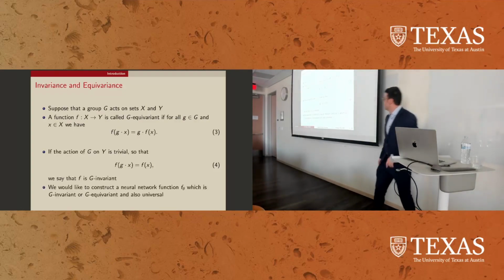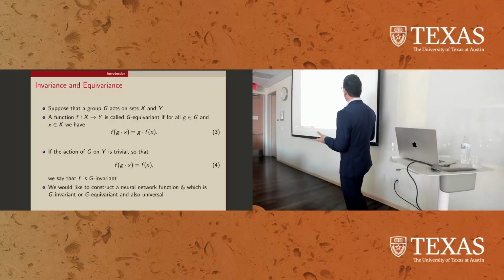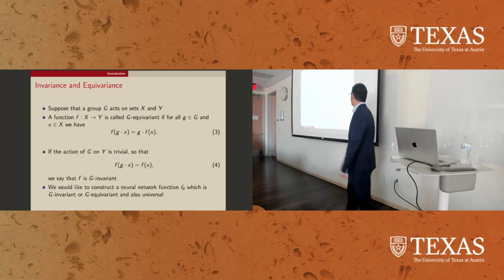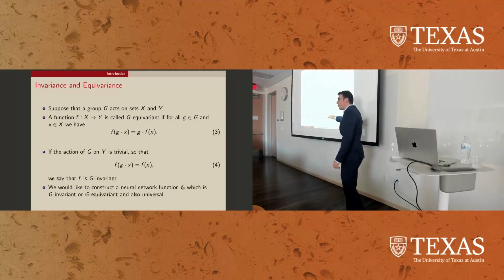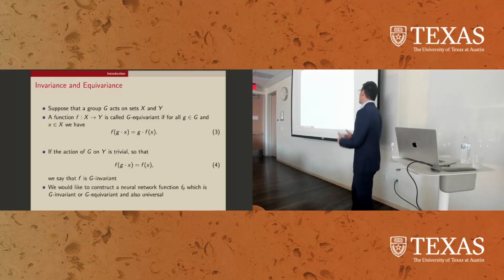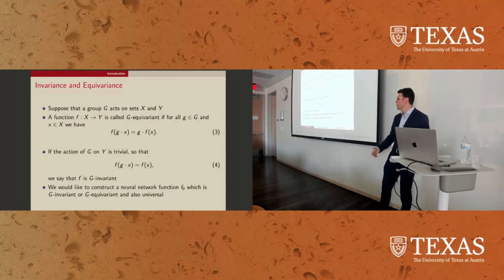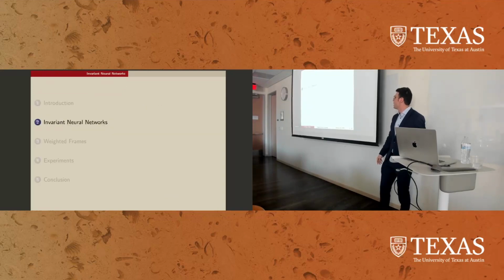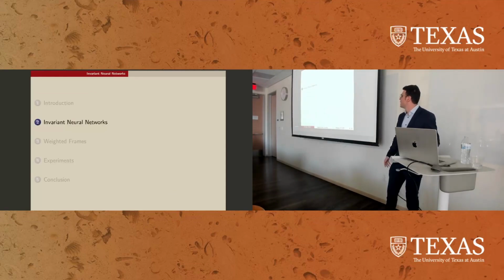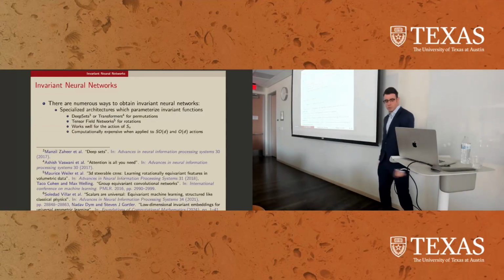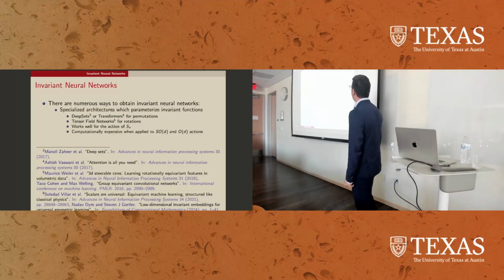Okay, so our goal here is we would like to construct some neural network function parameterized by some parameters theta, which is G invariant and also universal in the sense that any continuous G invariant function can be approximated to arbitrary accuracy. So you're able to represent everything that you might need to. Okay, so let me begin by talking about some approaches to doing this, and then we'll talk about the approaches that I want to study in more detail.